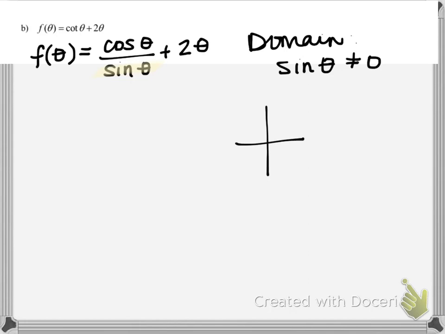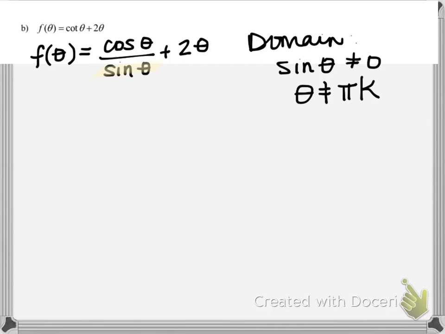So thinking about your unit circle, we're looking for y values, and the y values will equal 0 here at 0, as well as pi, and around again 2 pi, 3 pi, 4 pi, and so on. So those are all multiples of pi, so we can write that as pi times k. These are the values that you're not allowed to have in this function. So these are going to be the domain restrictions, in other words.